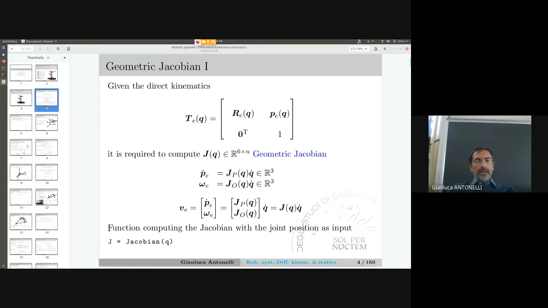We will build this Jacobian during our lessons, and we will build a MATLAB function with input Q and output the matrix J. As I told you, in the end or during the course, I will give you my version of the code, a working version of the code in case you didn't finish yours, and this will be the syntax of the function.